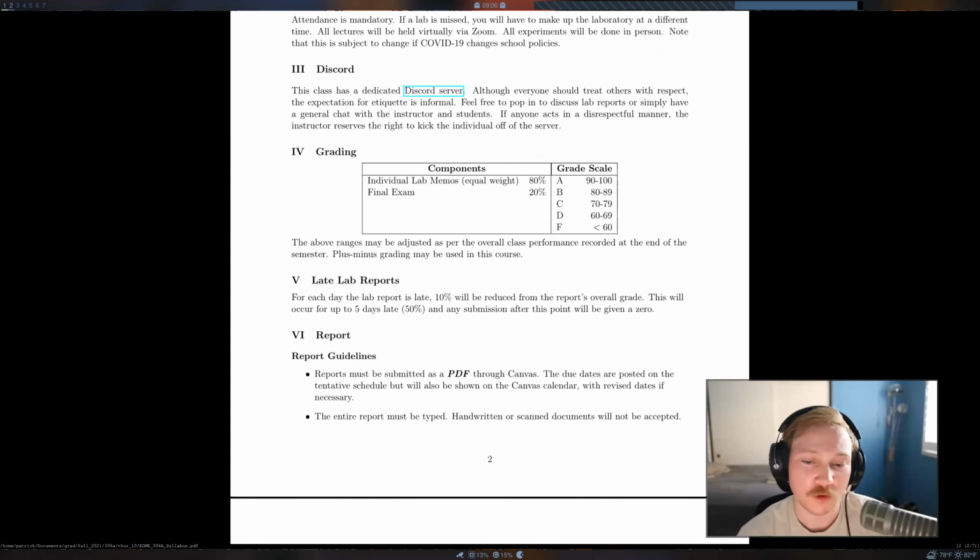Okay, the grading breakdown. It's only two sections here. We have lab memos. That's going to be 80% of your grade. We have 6 memos, so obviously each memo is very important to do well on. And then our final exam, which we need to have, that's 20%.